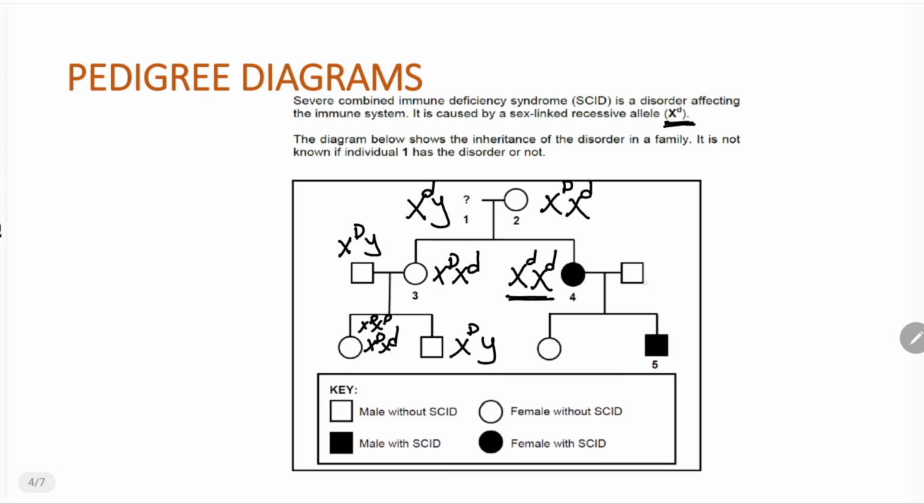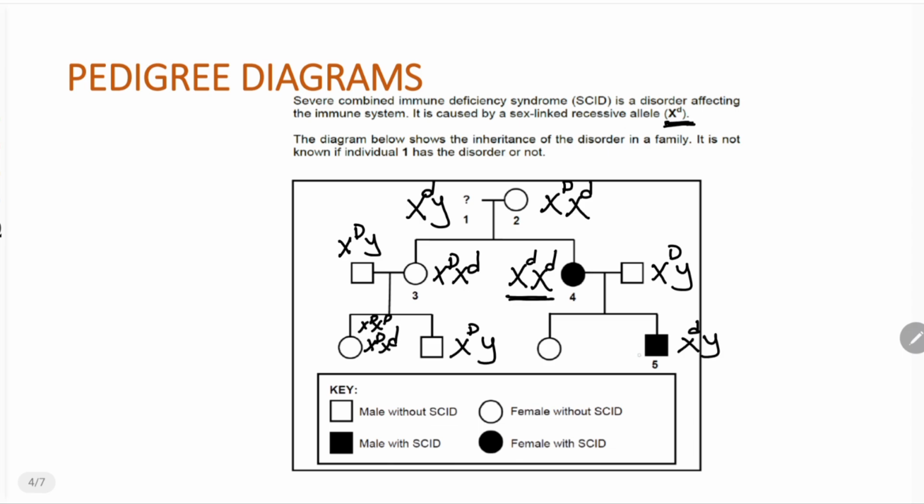Now let's come to the partner of individual number 4. The partner of individual number 4 is a male without SCID. Since this male is without SCID, his chromosomes again are XY, and the allele has to be capital letter D. But when we come to individual number 5, who is a male, his chromosomes have to be XY. Again, the Y has to be inherited from the paternal origin since this is a male, and the X has to carry the recessive allele for SCID. This is simply because individual number 4 is homozygous recessive, a female with SCID.